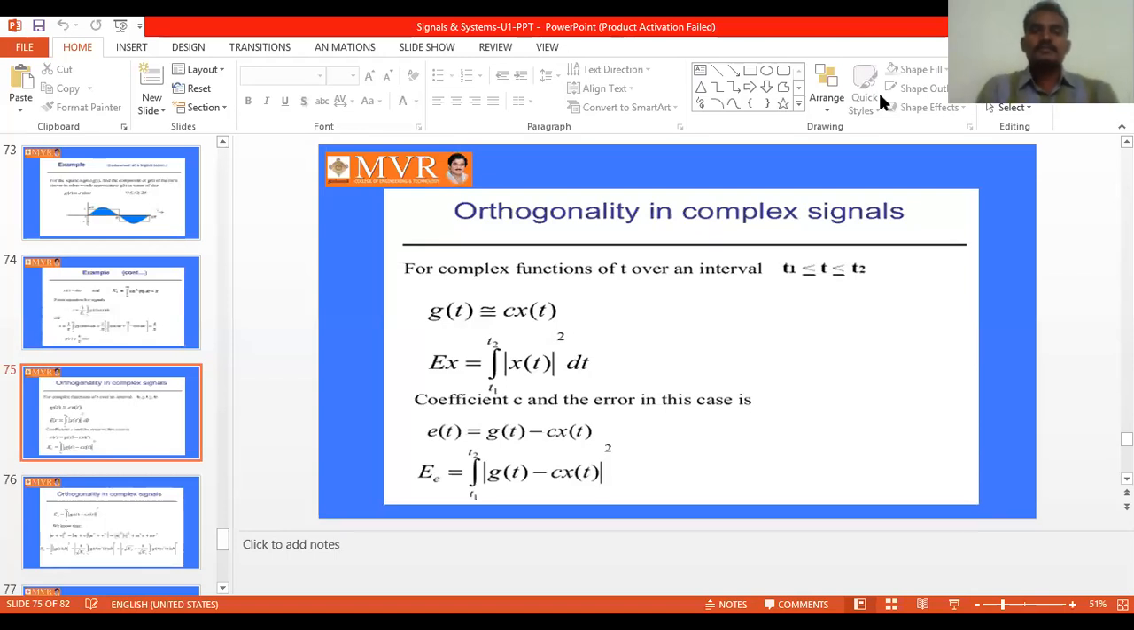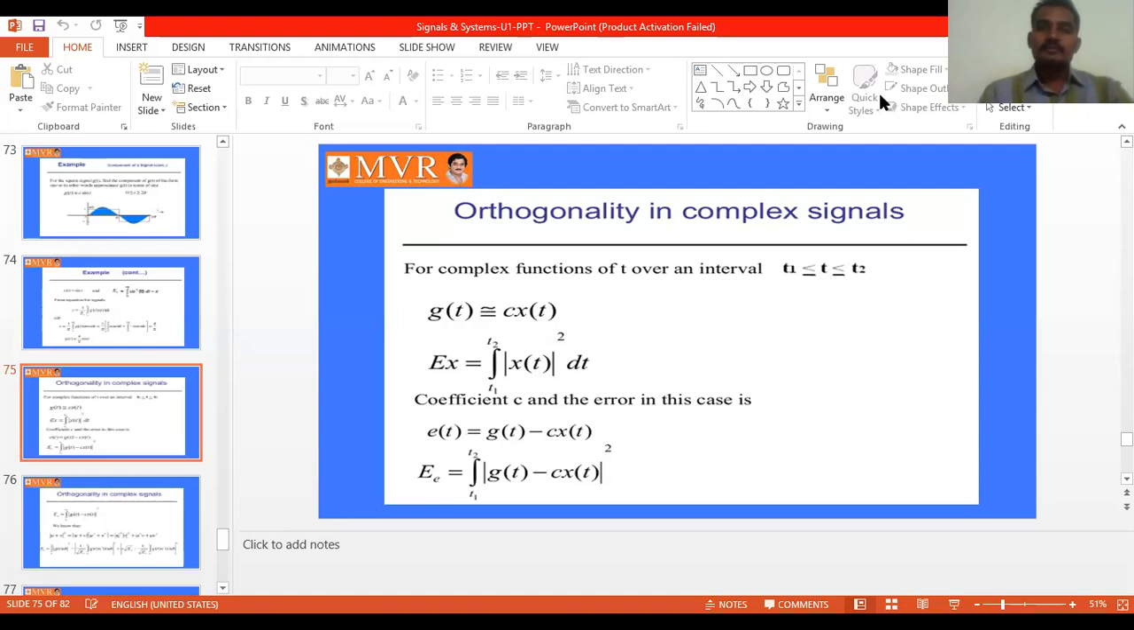In the last class, we discussed orthogonality in complex signals. Before that, we already discussed the orthogonality of signals and the orthogonality of vectors. In the same manner, we are going to discuss orthogonality in complex signals.